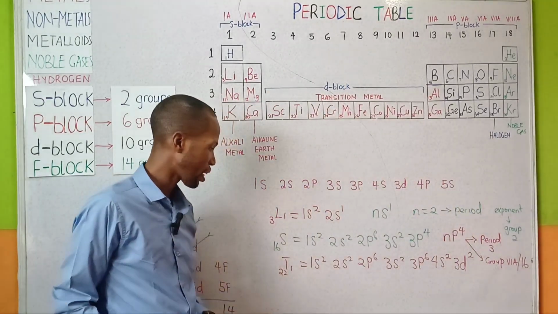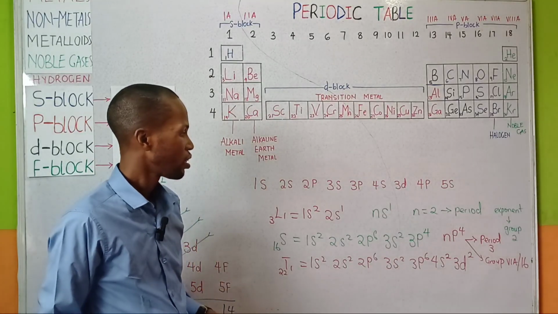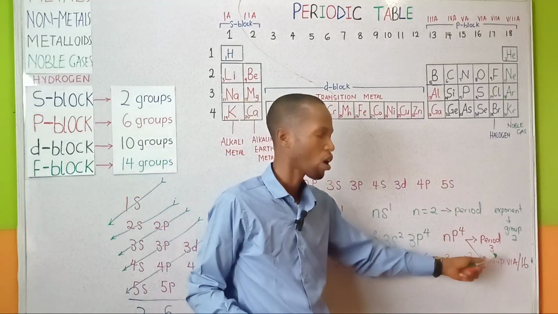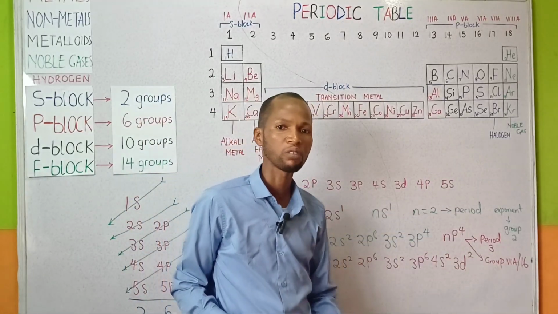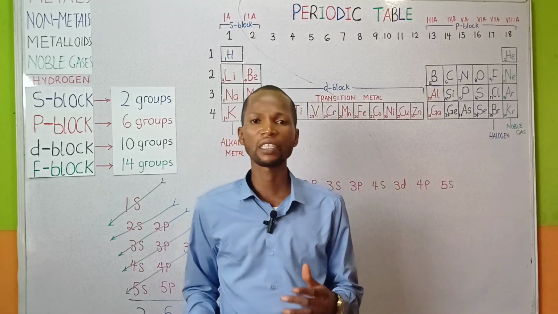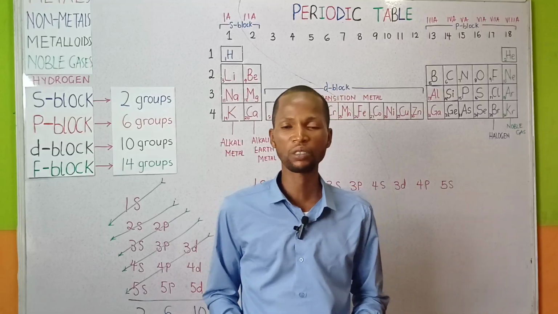So the transition elements right here, we have titanium. The rule that we've considered for the s and the p block elements is not applicable to the d block elements. Moving on, we are going to consider the electronic configuration of charged atoms, also known as what?